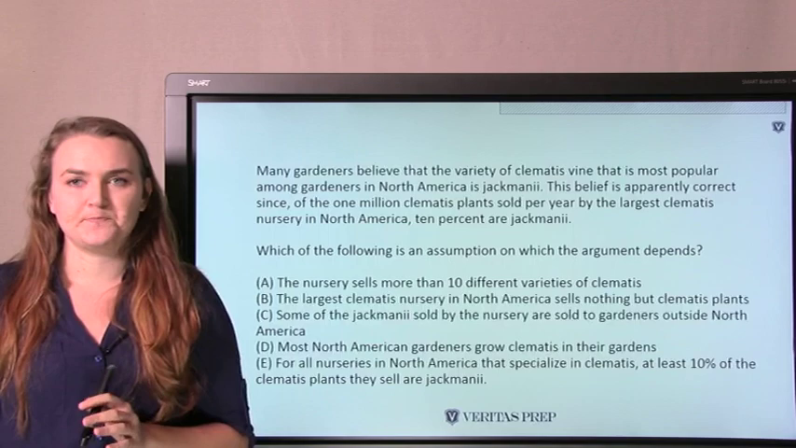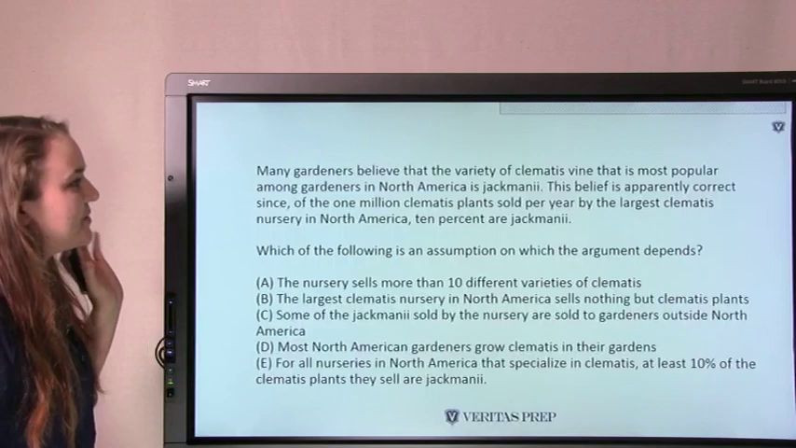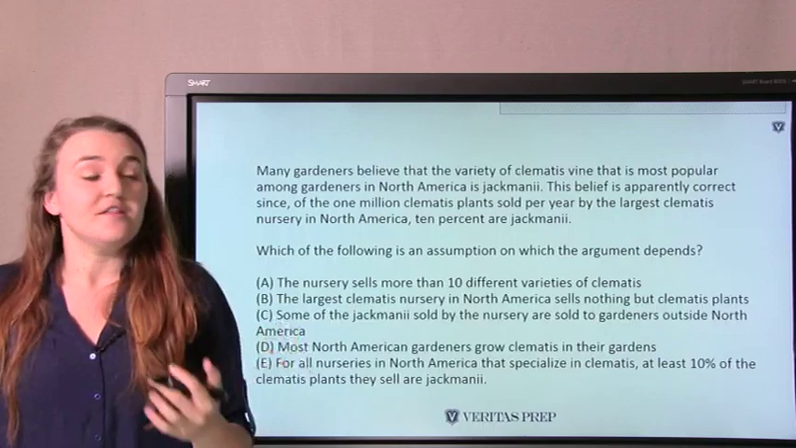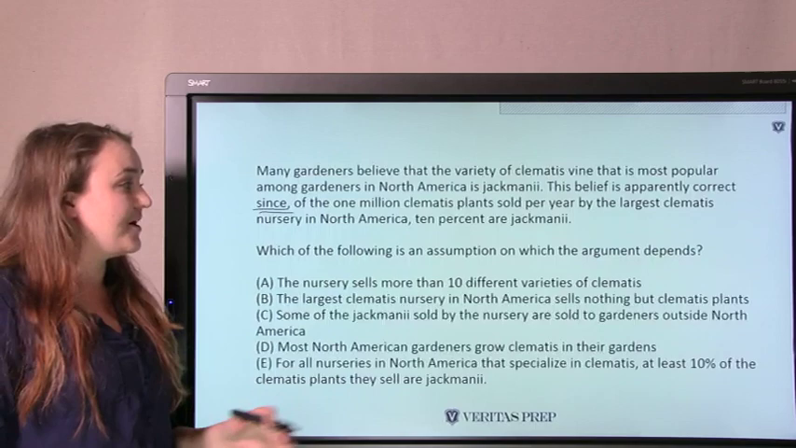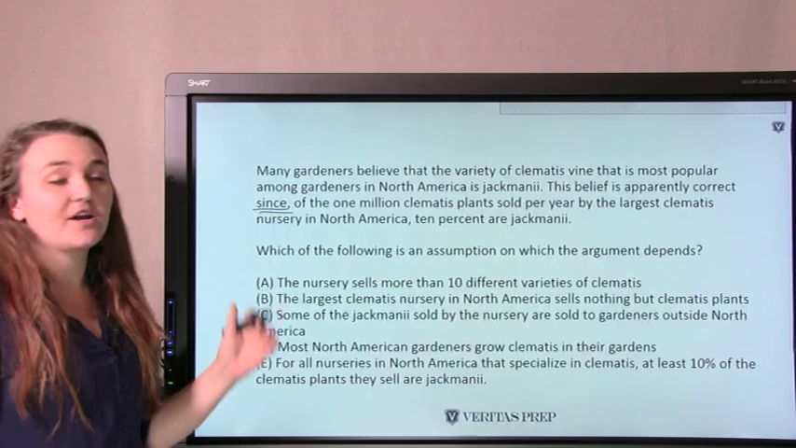So many gardeners believe that the variety of clematis vine that is most popular among gardeners in North America is Jackmani. This belief is apparently correct since, we've got some indicative language here. Of the 1 million clematis plants sold per year by the largest clematis nursery in North America, 10% are Jackmani. So at this point, we know that our conclusion is, yes, this belief is apparently correct.